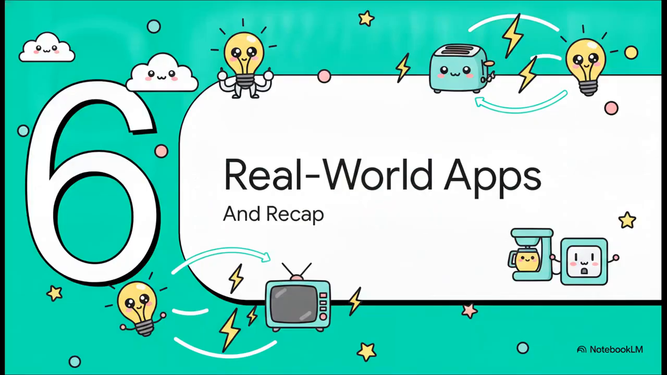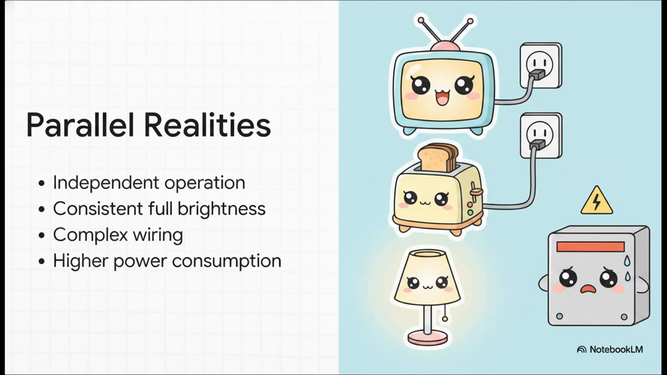Finally, section 6, real-world applications and recap. Parallel circuits are absolutely the champions of our homes because they let all our appliances work totally independently. Though, we do have to watch out for the more complex wiring and, well, higher power bills.